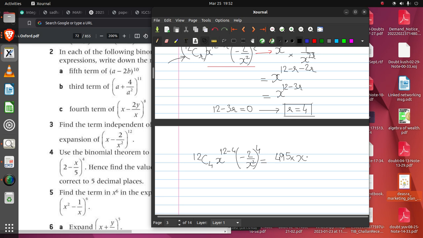Okay, x raised to 8, 16 upon x raised to 8. So the x terms get cancelled, and this multiplied by 16 is giving me 7920. So this is the term they are looking for, right? That's where the binomial is so helpful, right? This is a very basic application.